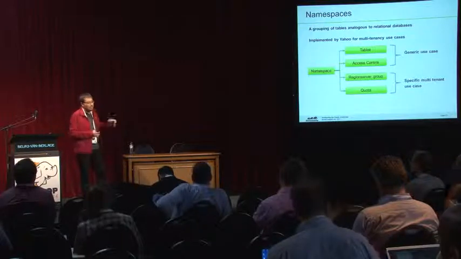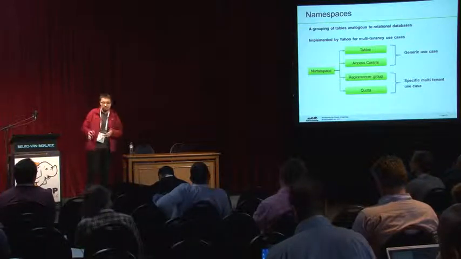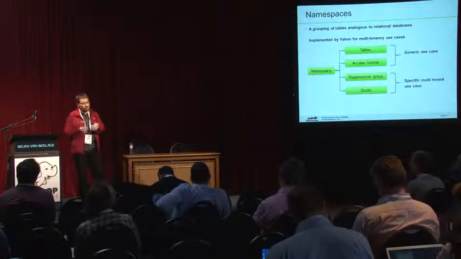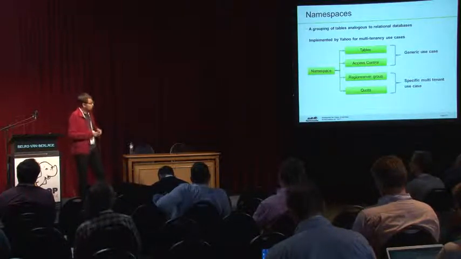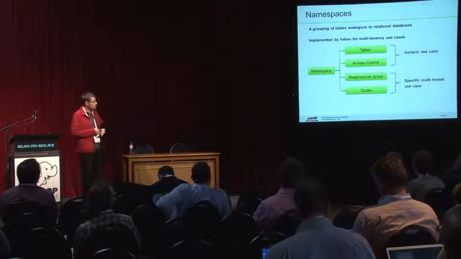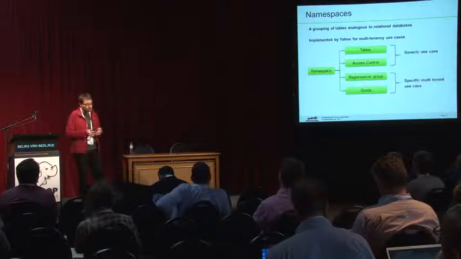So you can say this user should be able to create tables in this namespace, but shouldn't be able to read tables in this namespace, kind of thing. So it's another way of grouping your data. The region server groups and quotas are more like specific multi-tenant use cases.